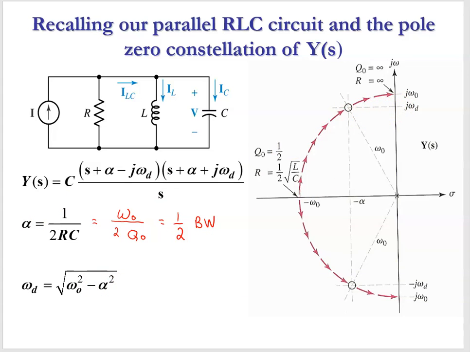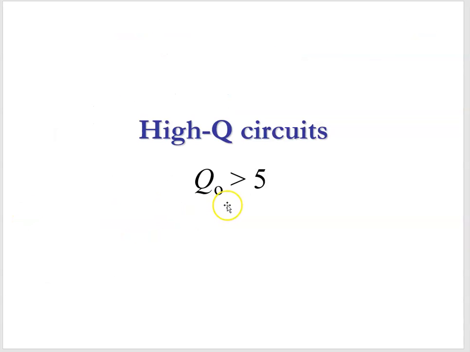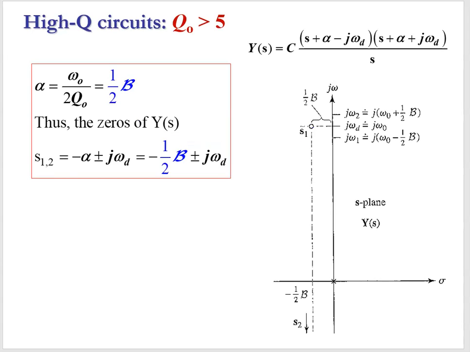So what we want to look at is if we have high Q approximations. High Q, we're saying, is when our quality factor at resonance is greater than or equal to 5. So again, if we plug in for our alpha, our 1/2 bandwidth, then the zeros of our admittance function are at 1/2 the bandwidth down here, plus or minus j omega d.